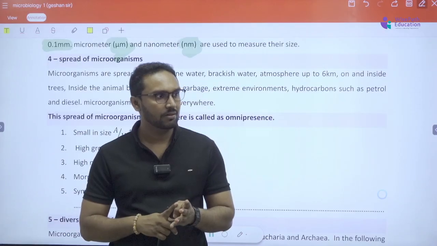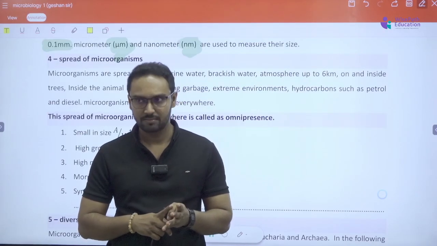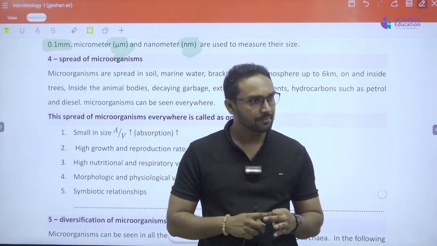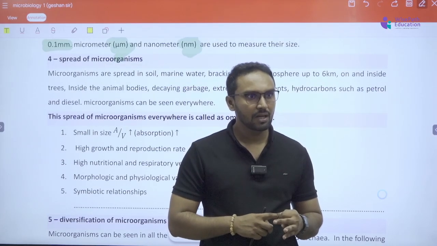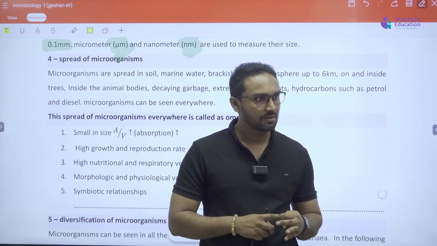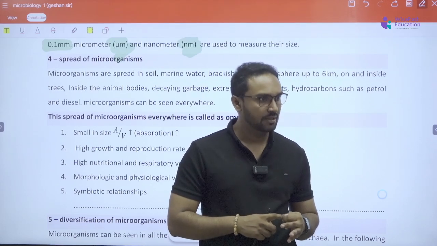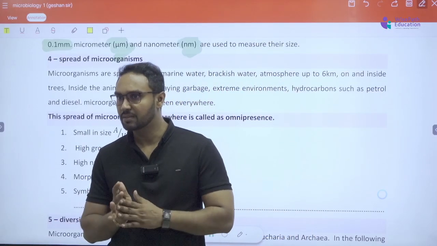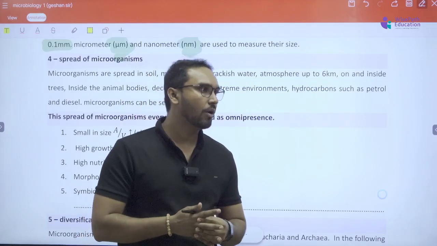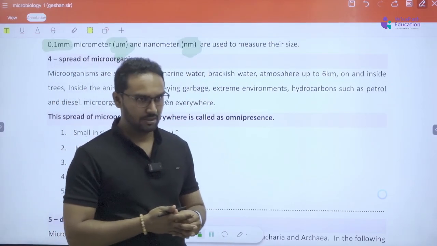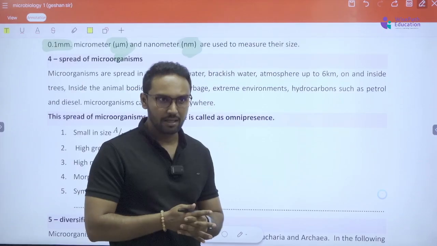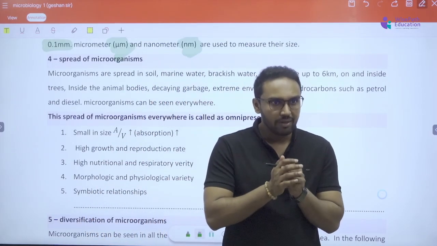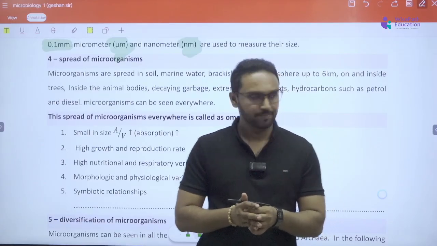Do you think the microorganisms are present, the bacteria and all? Yeah. Even in the volcanoes, the microorganisms are present. And in the hot water springs, yes, they are present. Even in brackish water, like very salty water, they are present, right. So even in very harsh environmental conditions, these microorganisms are present, and we call it the omnipresence. There are reasons why the microorganisms are spread everywhere in the biosphere, and we will be discussing those.